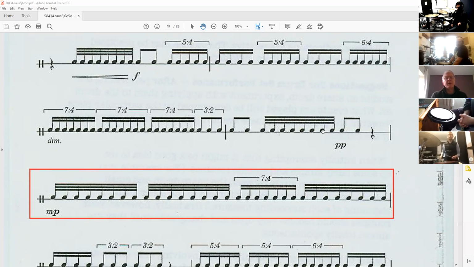1 and the 1 and the 2 and the 2 and the 3 and the get the 4 and the 4 and the 1. And the 1 and the 2 and the 2 and the 3 and the get the 4 and the 4 and the 1. 1 and the 1 and the 2 and the 2 and the 3 and the get the 4 and the 4 and the 1, 2, 3, 4.